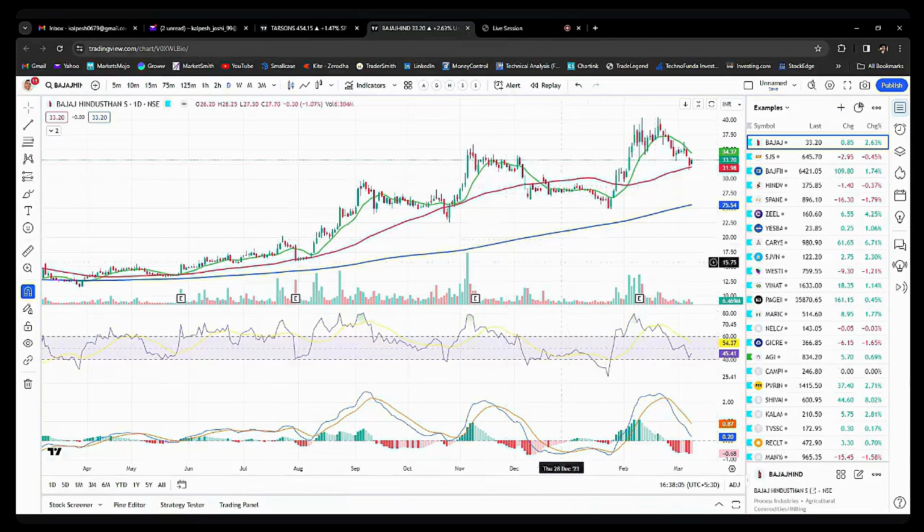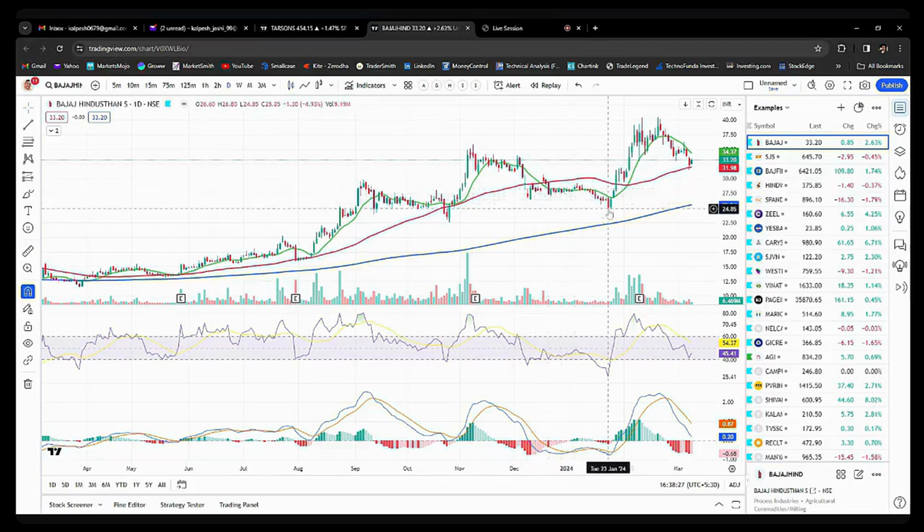So Bajaj again, as we see, it has taken support here. It has taken support here. Again, it's a breach. A two-day movement is not a breach. Maybe if market conditions are right, we can take this as a support. Here actually it got broken.